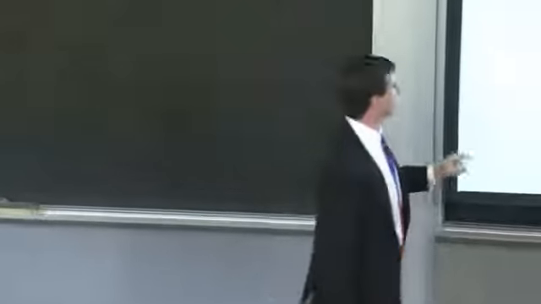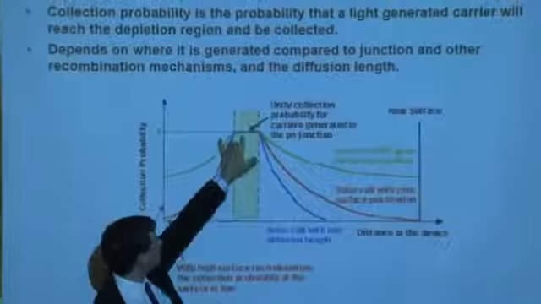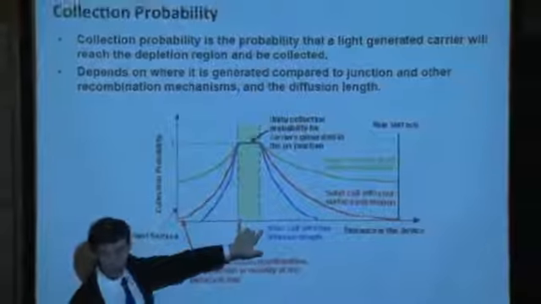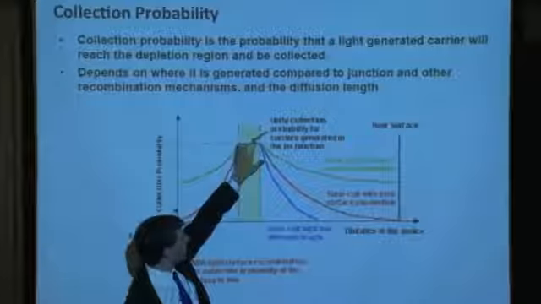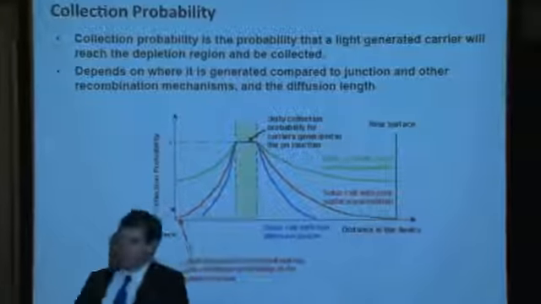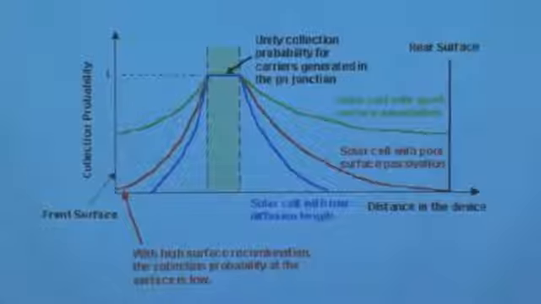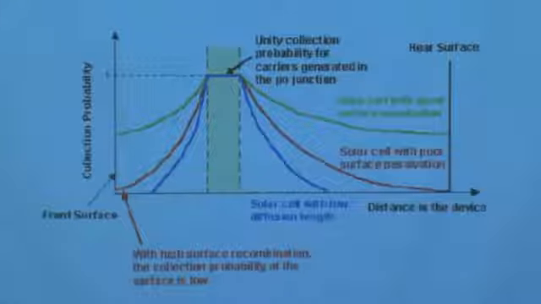So we have the following graph, the collection probability versus distance into the device, where this yellow region represents the space charge region, where the probability of collection is very high. And as you move away from the space charge region, the probability of collection decreases. And you can see it decreases exponentially as a function of distance from the space charge region.